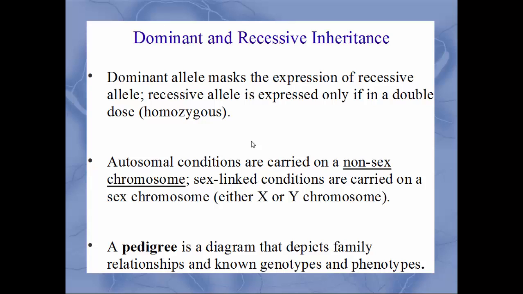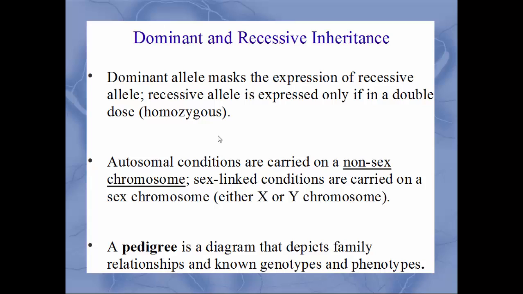I want to talk about dominant and recessive inheritance. And I'm hoping some of this was or should be review from basic biology or the first part of the course. Dominant alleles will mask the expression of recessive alleles. That's why they're called dominant and recessive. One overpowers the other. The only way you get a recessive trait exhibited is if you have two alleles of that recessive trait. So recessive traits are always going to be homozygous. So two recessive alleles will give you that trait.